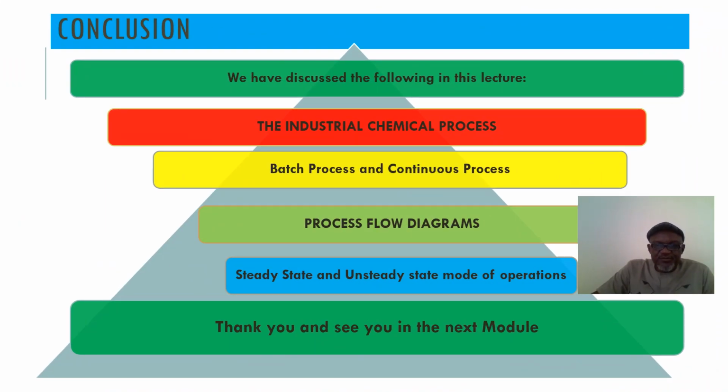So now, thank you very much. We've been able to come to the end of module 2.1, and we've looked at the industrial chemical process, we looked at the batch and continuous process, we looked at process flow diagrams, and we've tried to differentiate between steady state and unsteady state modes of operations. Thank you very much, and see you in the next module.